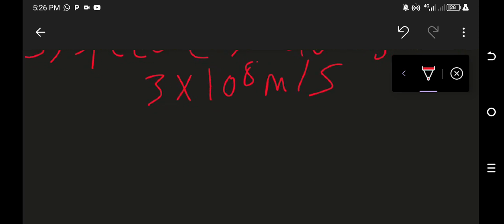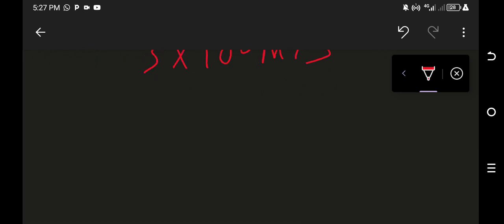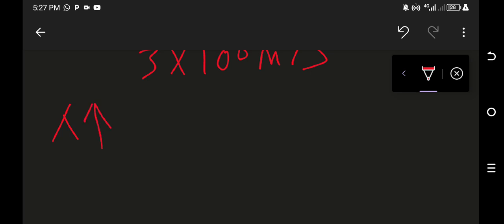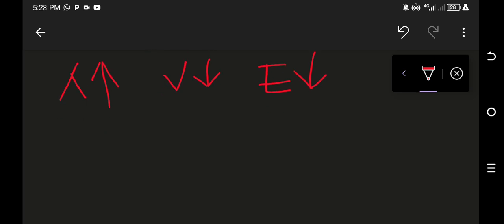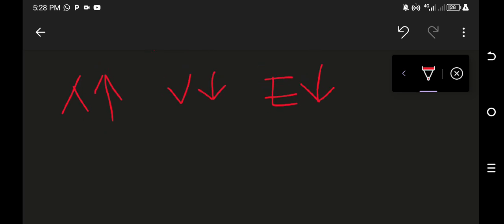There is a key idea in this, which we can represent as the wavelength increases. The wavelength we represented as lambda. As the wavelength increases, the frequency decreases and the energy also decreases. So as the wavelength increases, the frequency decreases, the energy drops.